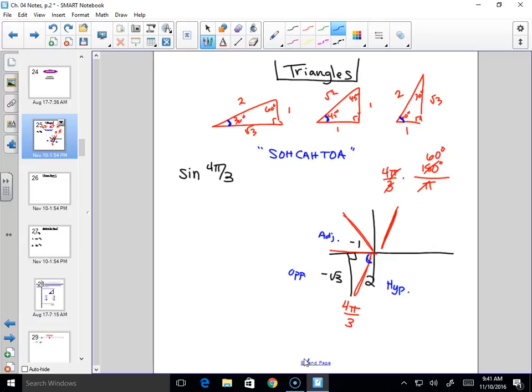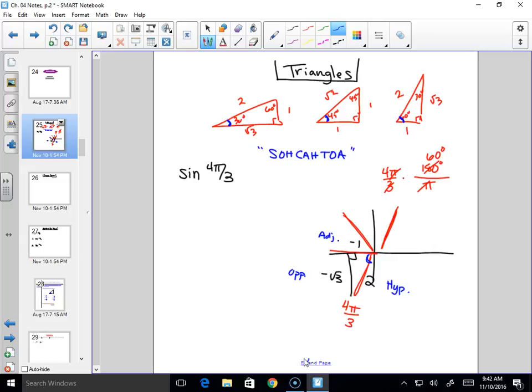Sine equals opposite over hypotenuse. That's in my unit circle. Cosine equals adjacent over hypotenuse. That's in my unit circle. Tangent equals opposite over adjacent. Oh, it makes it a little bit nicer because there's none of that weird divided by 2 stuff.